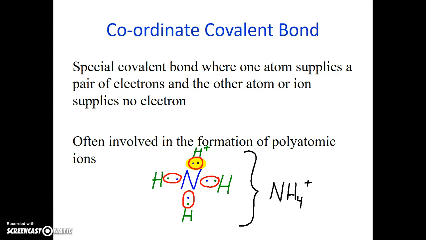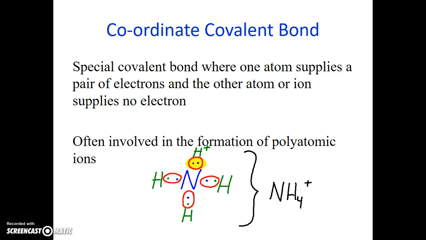However, a hydrogen ion is missing its electron. It still is looking, though, to fill that valence shell with 2 electrons. So the pair of electrons from nitrogen can bond to a hydrogen ion. Nitrogen supplying both electrons in the bond, and the hydrogen ion supplying, of course, nothing except the empty valence level for the electrons to go into. So again, this is known as a coordinate covalent bond.